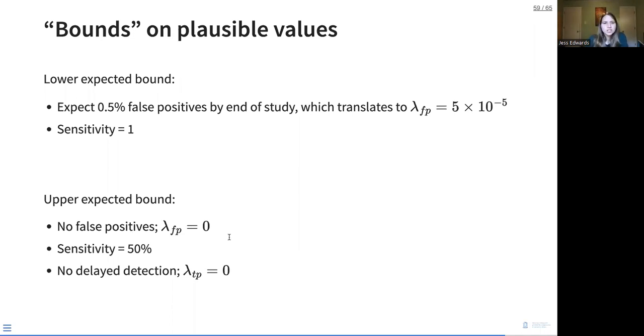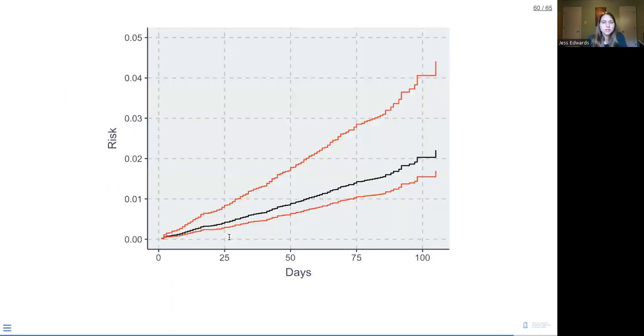So this is one strategy, and we can plot those alongside the observed data, which would look something like this. And this could help us rule out certain areas of this plot, right? Under these plausible bounds we specified, we might say, we really don't think the true risk is below 1.5% or above 4%, for example.